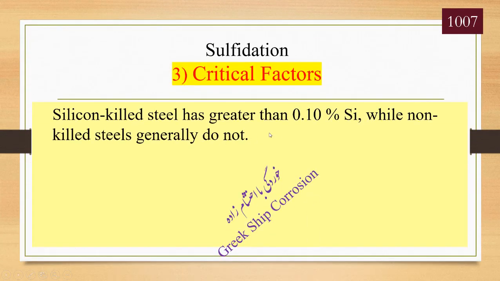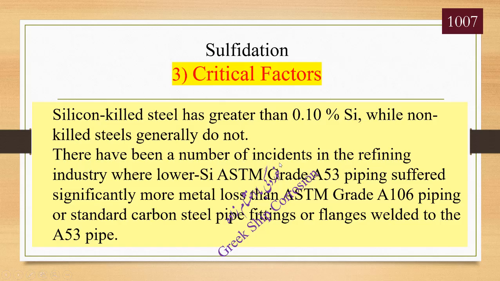Silicon-killed steel has greater than 0.1% silicon, while non-killed steels generally do not. There have been a number of incidents in the refining industry where lower silicon ASTM grade A53 piping suffered significantly more metal loss than ASTM grade A106 piping or standard carbon steel pipe fittings or flanges welded to the A53 pipe.